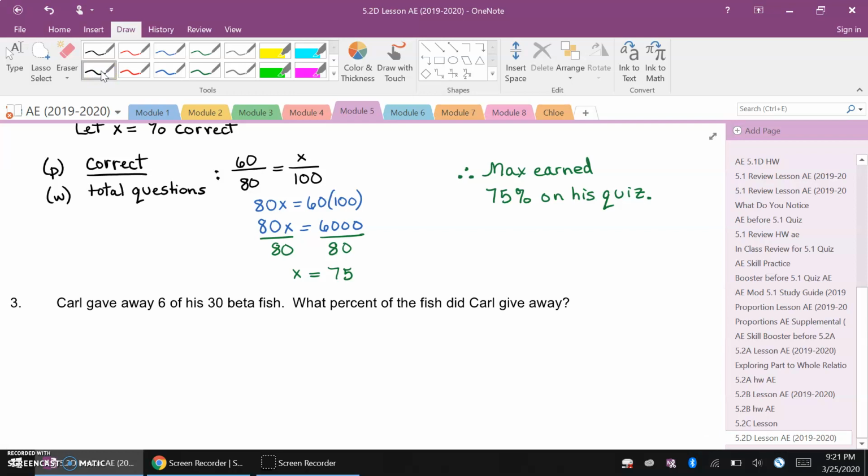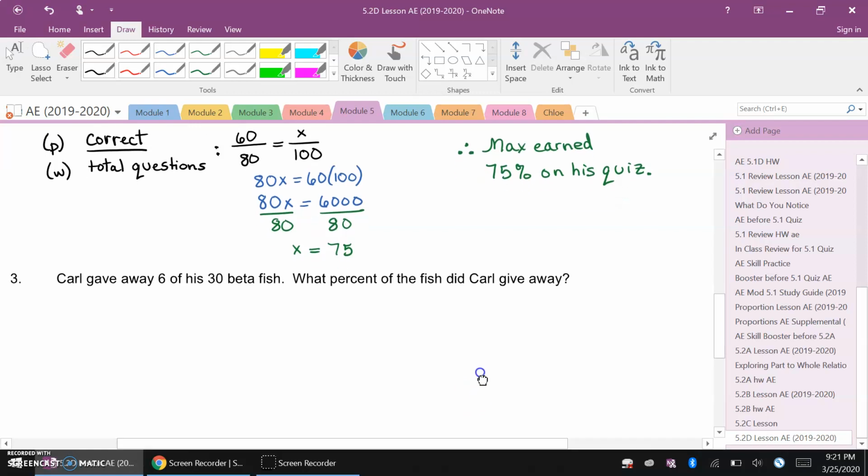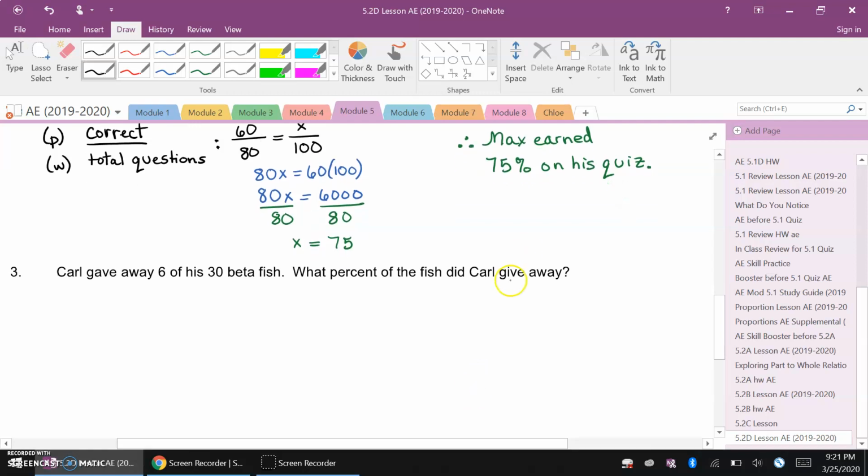Okay, looking at number 3. Carl gave away 6 of his 30 betta fish. What percent of the fish did he give away? So right here we have gave away 6, and then we're looking for the percent to give away. So those are both our parts. And the 30 betta fish is the whole, because that's how many fish he started with.